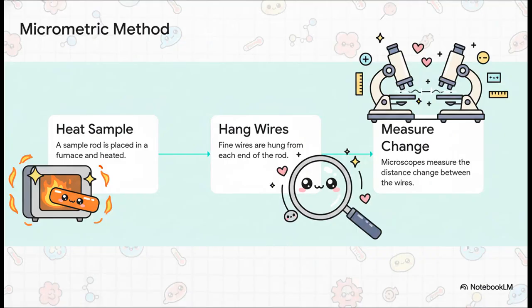The method itself is actually quite brilliant. So you take a sample rod and you heat it up in a furnace. Then, hanging from each end, you have these incredibly fine wires, sometimes just 1/1000th of an inch in diameter. And then you get two powerful microscopes to measure the tiniest change in the distance between those wires. It's a simple idea, really, but wow, it must have required incredible precision to actually pull it off.